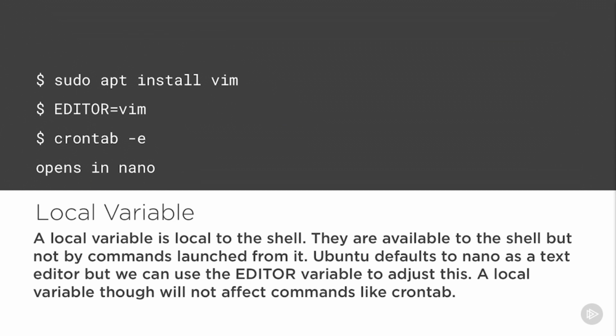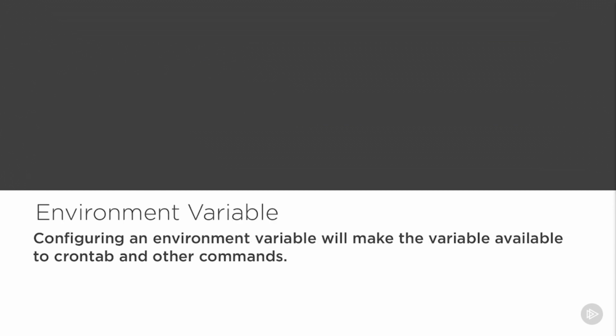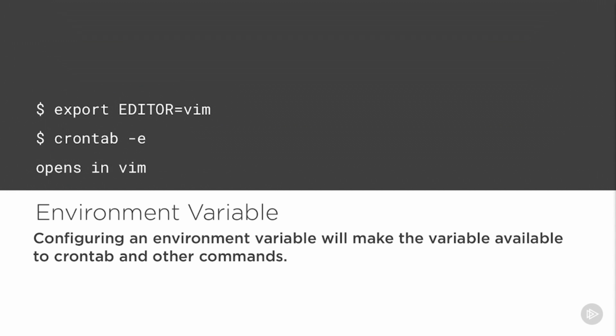Well, that is because when we've set the editor variable, it's available to the shell, but not commands launched from the shell. So it's not effective where we need it to be. The scope isn't large enough. And that's where then environment variables come in. So we can then go through and export EDITOR=vim. Once we've then exported it, it's available in our environment, it's available to the shell and commands launched from the shell. So now when we use crontab -e, it's going to open up in our Vim text editor.